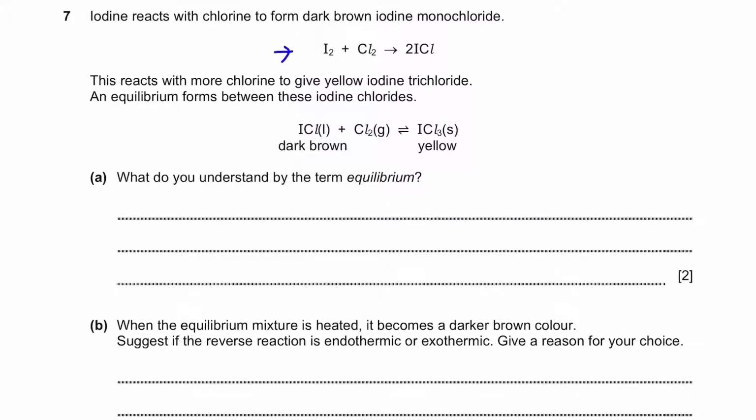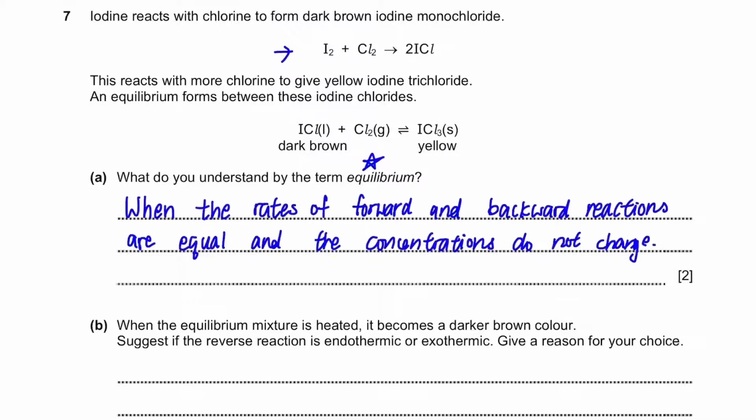An equilibrium forms between these iodine chlorides. Part A. What do you understand by the term equilibrium? This is a definition that you must remember. It's when the rates of forward and backward reactions are equal and the concentrations do not change.